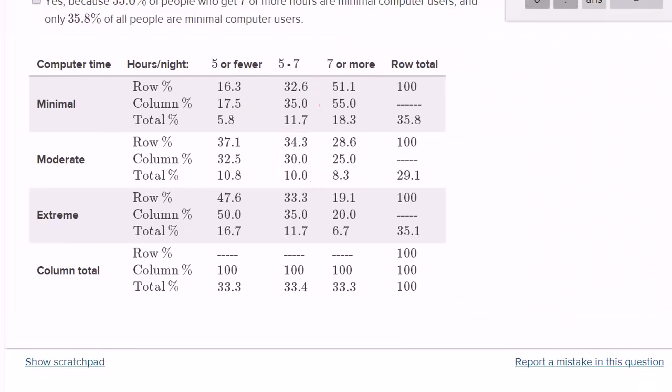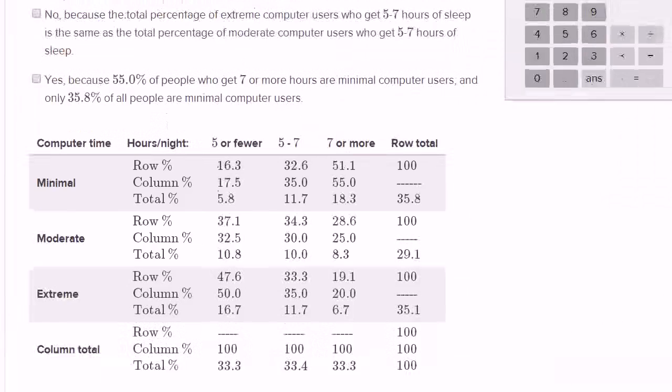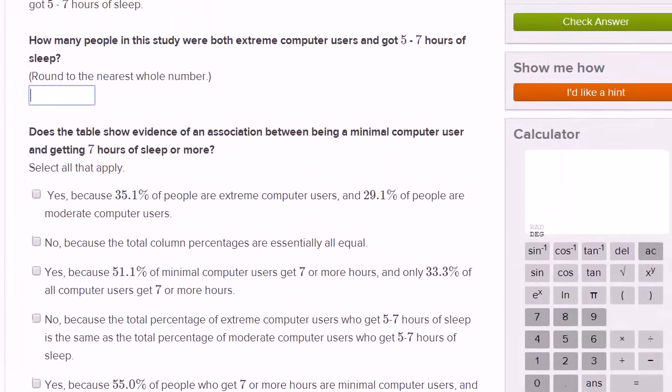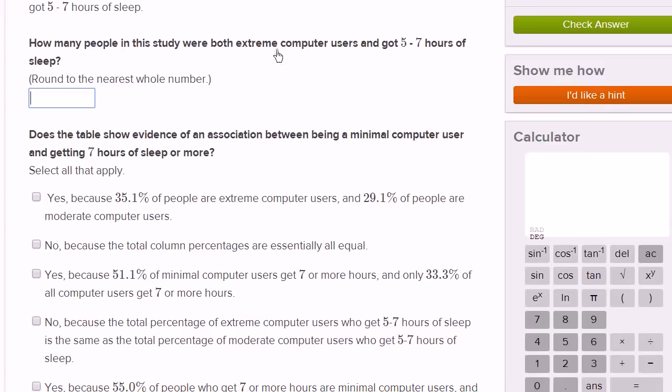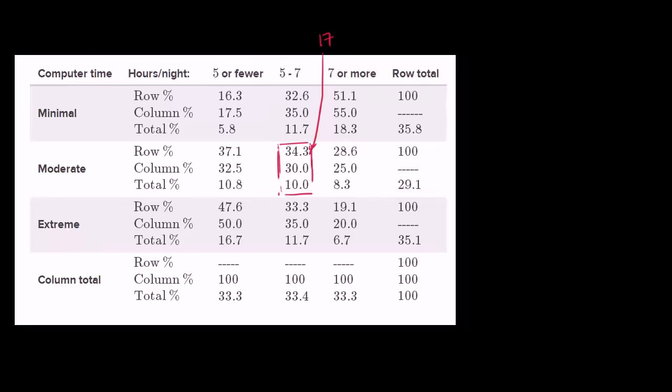Now what are they asking us? They're saying, how many people in the study were both extreme computer users and got 5 to 7 hours of sleep, rounded to the nearest whole number? So extreme and got 5 to 7. Get my scratch pad out. So they're saying how many people are in this bucket, in this bucket right over here.